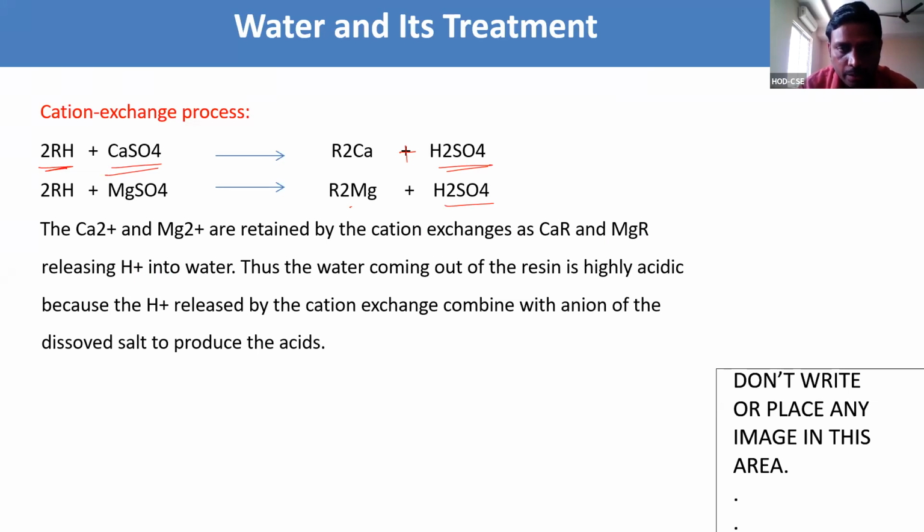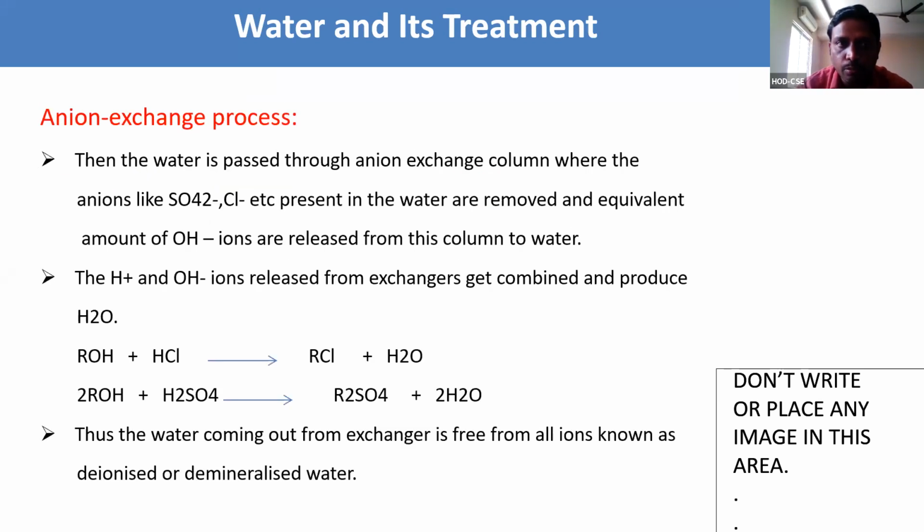Thus, the water coming out of the resin is highly acidic, because the H+ ions released by the cation exchanger combine with the anions of the dissolved salts to produce acids. An acid is nothing but a substance that donates H+ ions.